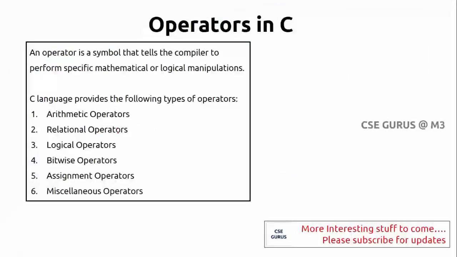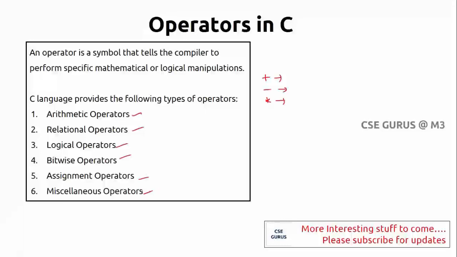An operator is a symbol that tells the compiler to perform specific mathematical and logical manipulations. We'll see how these operators can be used, and what exactly an operator is. We know plus is an operator, minus is an operator, multiplication is an operator. Not only these, we have many more operators. They are divided into arithmetic, relational, logical, bitwise, assignment, as well as miscellaneous operators.